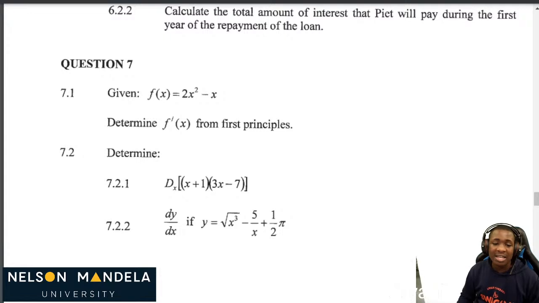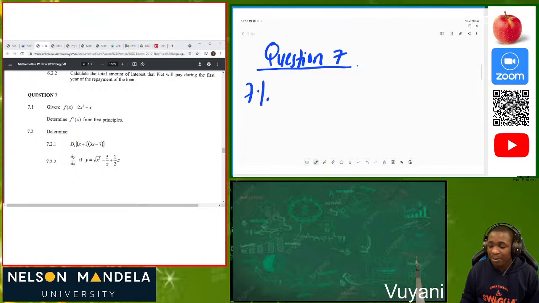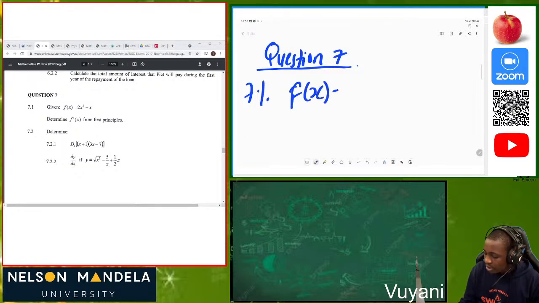7.1. They're saying given f of x is equal to 2x squared minus x, determine f prime of x from first principles. Underline from first principles. You're not going to use the shorter method. No, you have to determine it from first principles. So how are we going to determine that from first principles? We are given f of x, which is equivalent to 2x squared minus x.